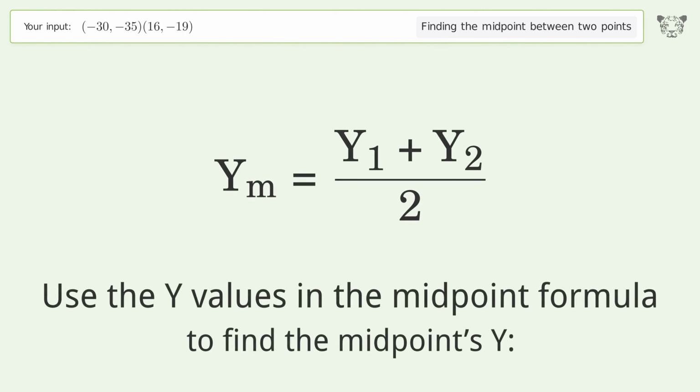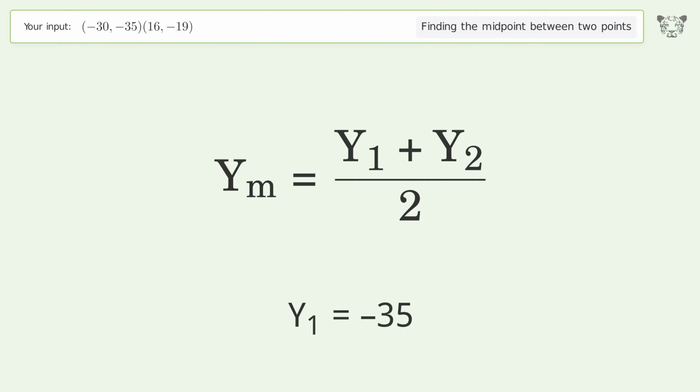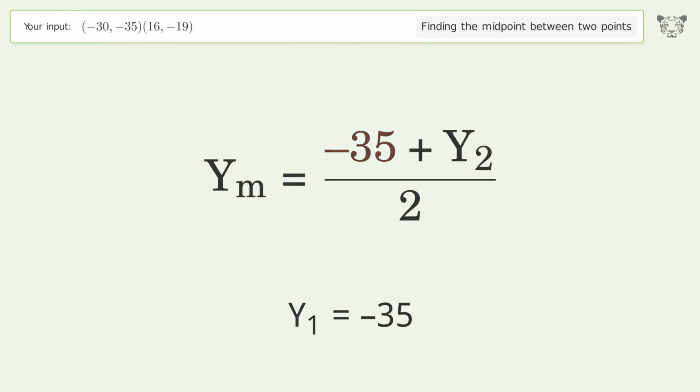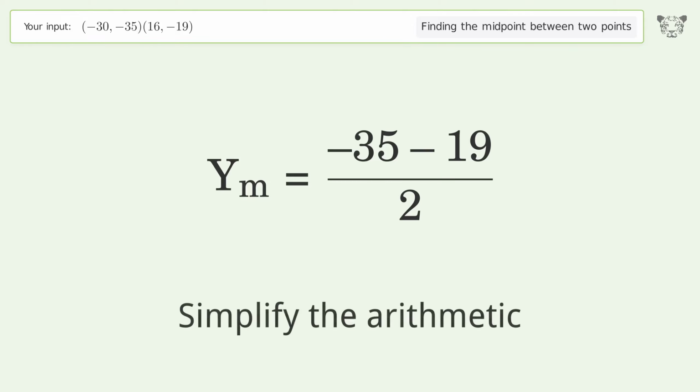Use the y values in the midpoint formula to find the midpoint's y. y1 equals -35. y2 equals -19. Simplify the arithmetic.